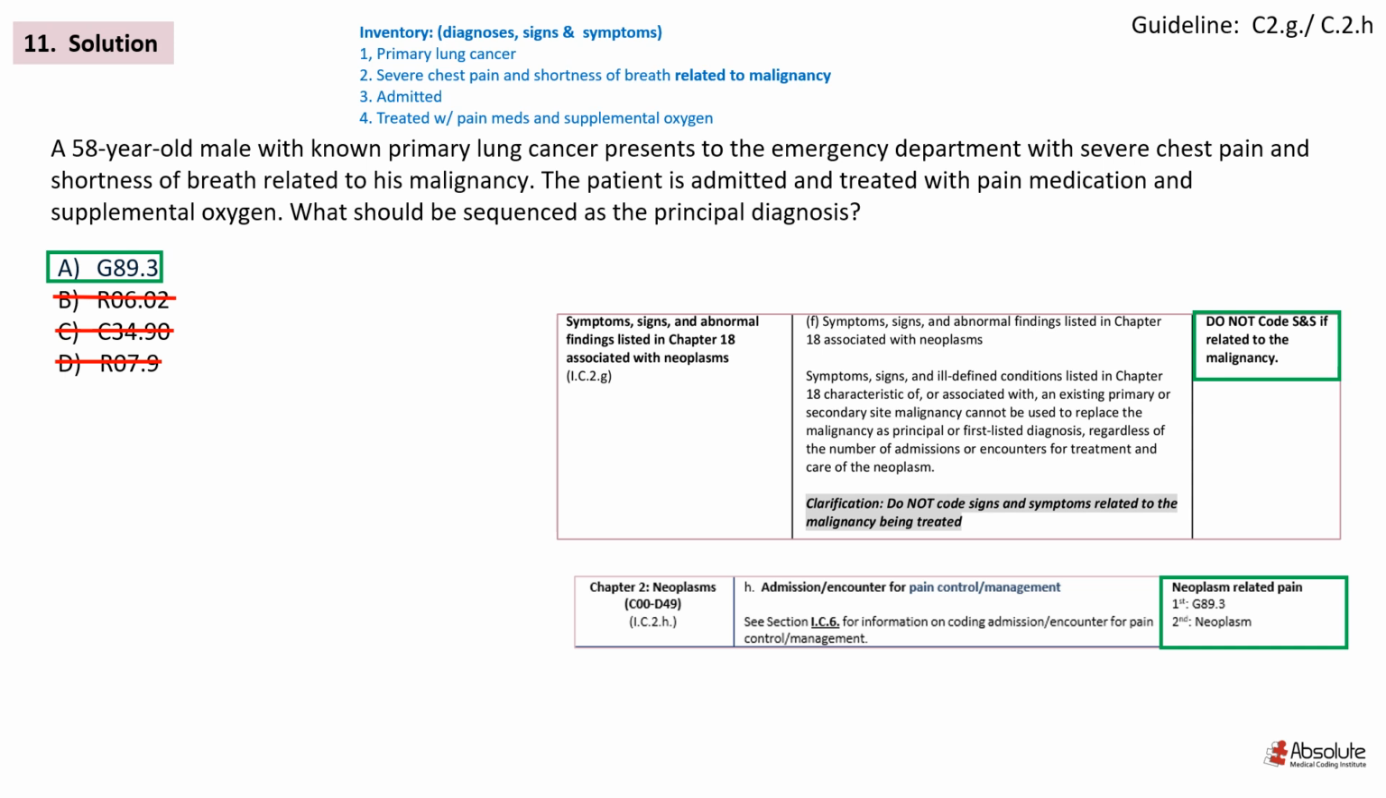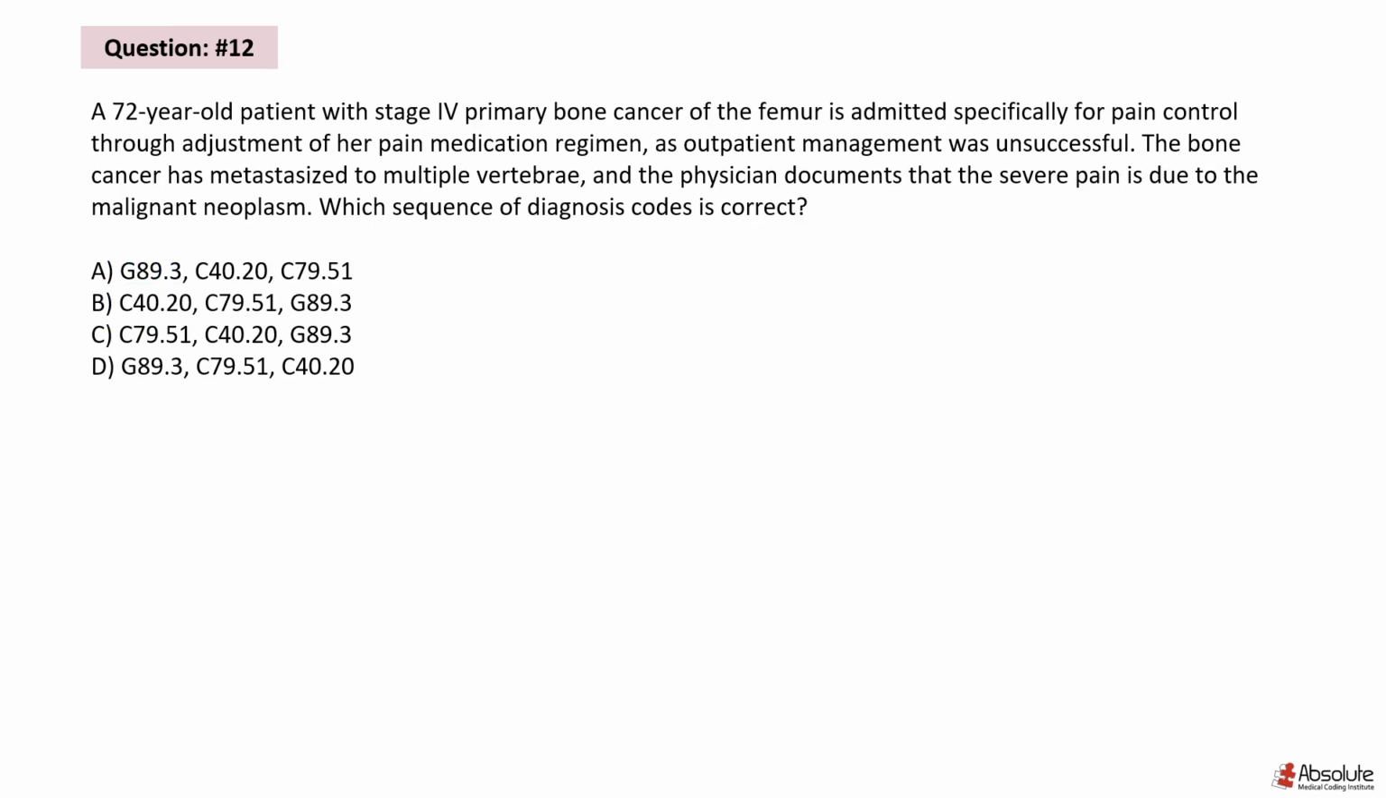All right, let's move on to the next one. Which sequence of diagnosis codes is correct? A, G89.3, C40.20, C79.51. B, C40.20, C79.51, G89.3. C, C79.51, C40.20, G89.3. D, G89.3, C79.51, C40.20.